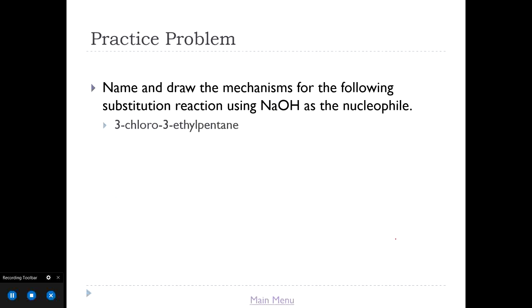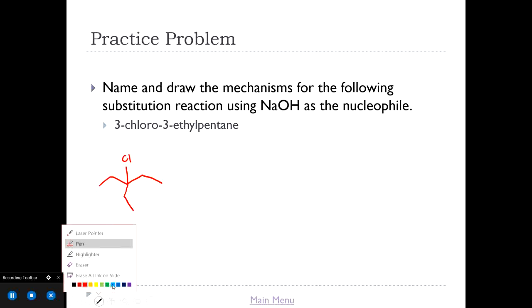So our next example is 3-chloro-3-ethylpentane. So we have pentane, which is 5 carbons. On the third carbon, we have an ethyl group and a chlorine group. So in this case, we have a tertiary halogenoalkane. So the hydroxide cannot attack. There's too much steric hindrance from the back, so it cannot do its backside attack.